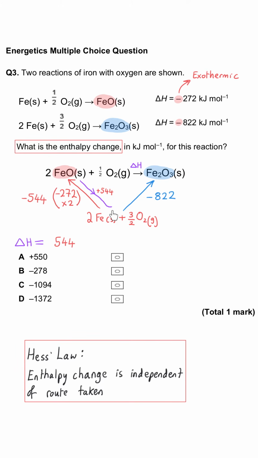So that enthalpy change will be plus 544. And then the correct way up this blue arrow, and so that will of course have a value of minus 822. So that means that the enthalpy change will be equal to plus 544 minus 822. And then when we calculate this, we get an answer of minus 278 kilojoules per mole, and that means that B is the correct answer.